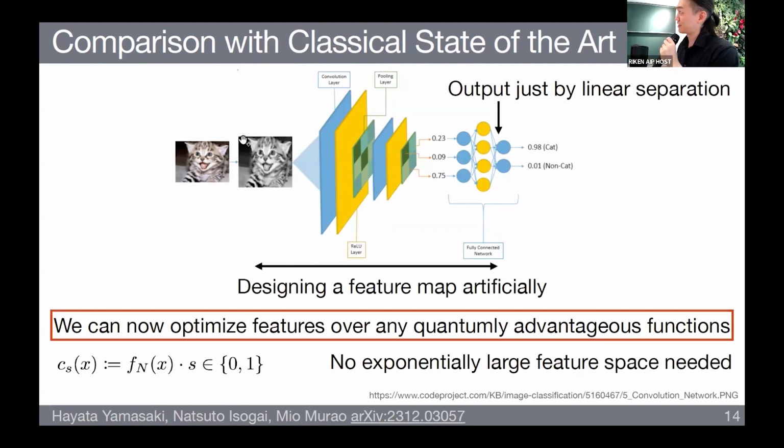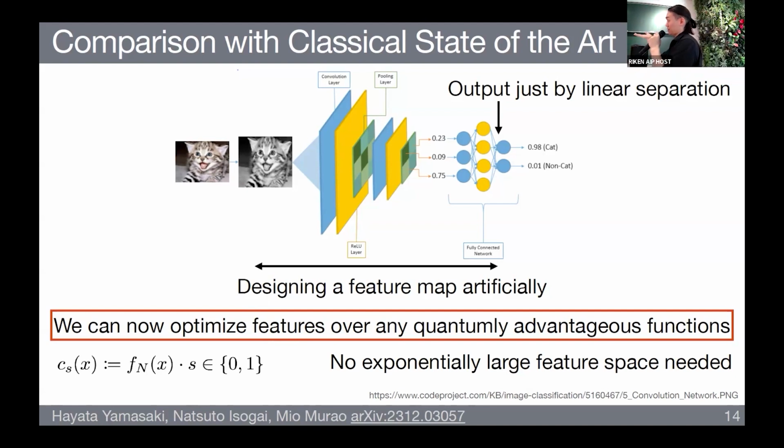natural function to represent such an image, and it's often the case that the output is just performed by linear separation following the designing of feature map artificially. So in view of such a situation, what we can observe is that we can now optimize features over any contemporary advantage functions to get advantage of quantum machine learning. So it's unknown which contemporary advantage function really represents the data in practice, which one we should use to achieve better performance in practical data.